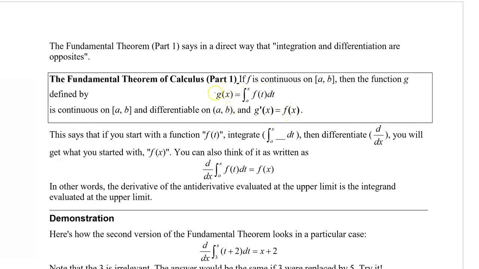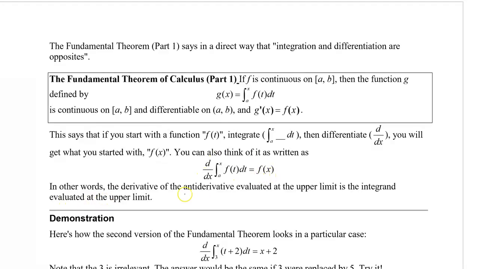So that means that if I take the derivative of g of x, I have to take the derivative of the right side, so I'm going to end up with f of x. This says that if you start with a function f of t, integrate it, and then differentiate it back, you will get back what you started with, which is f of x. You can also write it as d dx of the integral from a to x of f of t dt is equal to f of x. It seems quite simple, and it is.